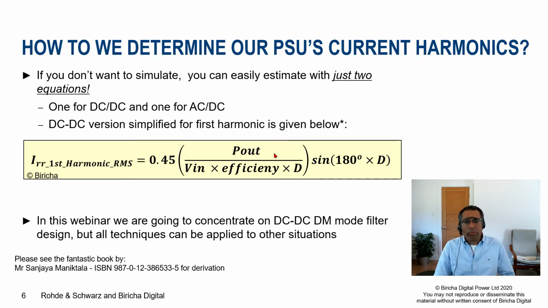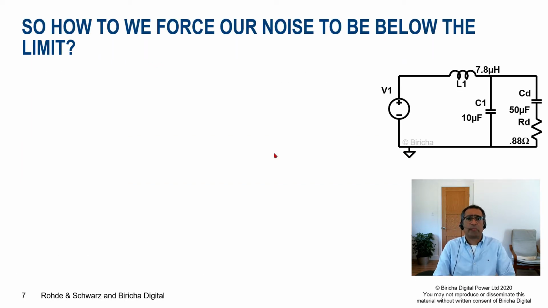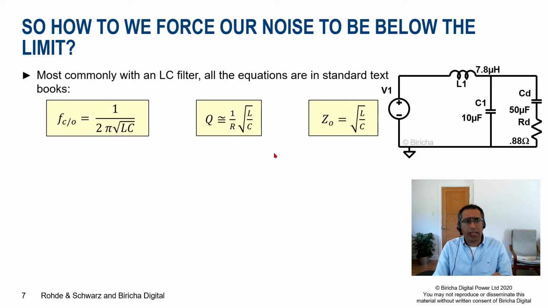In this webinar, we're going to concentrate on DC-DC differential mode filter design, but the techniques that we talk about can be applied to all the other types as well. So how do we force our noise to come below the line? Well, the most common method is to use an LC filter. And these are, again, equations that are straight out of a standard textbook. Your cutoff frequency or resonance frequency is given as 1 over 2 pi square root of LC, where L is here and C is here.